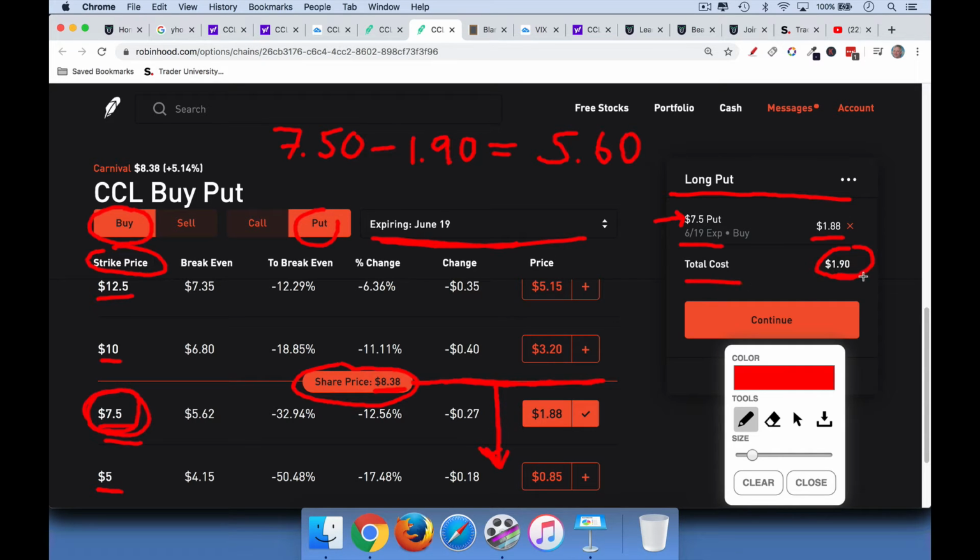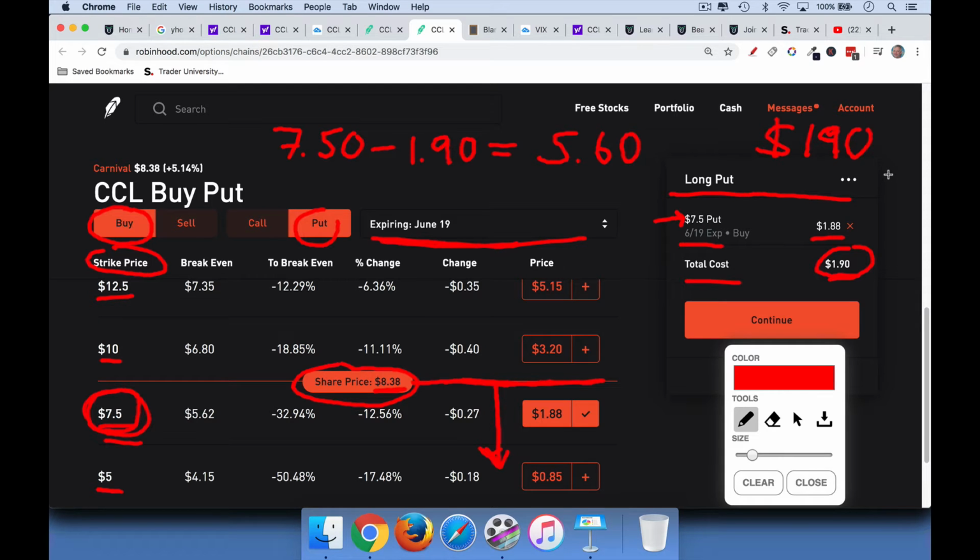Now the total cost will be $1.90, but because there's a multiplier associated with this, in my account, this will require having $190 in there. Just take $1.90 times 100. And so in order to buy one put at this strike price, at this expiration, you'll need $190.